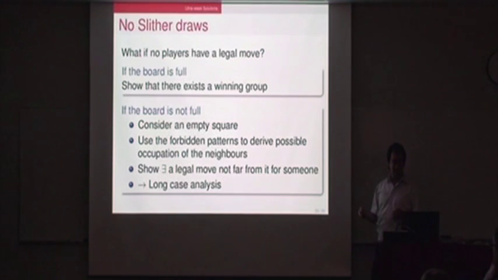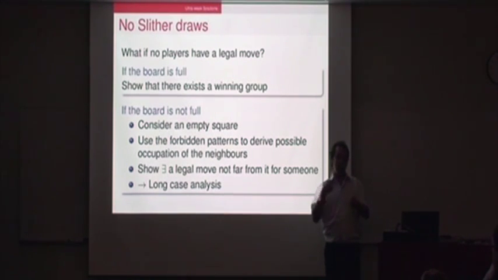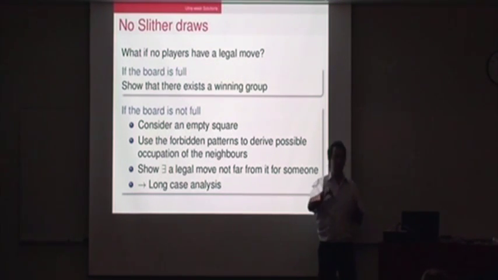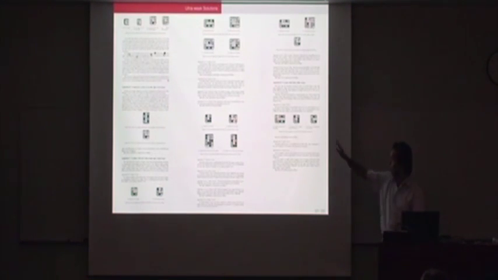If the board is not full, then there is at least one empty space. And we need to show that one of the players can play in that empty space. So we need to look at the neighbors and make sure that it's not forbidden. Or if this is forbidden, then it tells us something about the neighbors. And we look at those neighbors and say, oh, okay, this neighbor is empty, so maybe we can play. And we do some sort of case analysis. That turns out to be pretty long, so I will spare you the details. Just have a look at how it plays out in the paper.